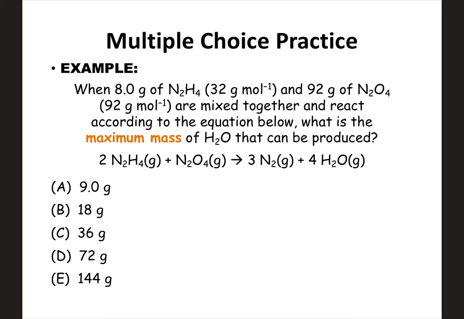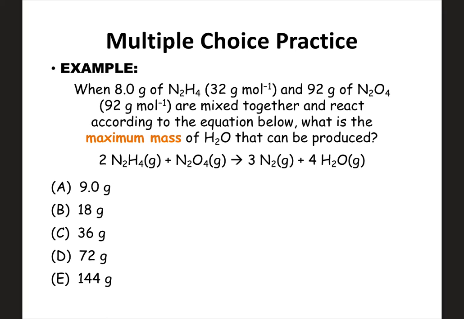So there's 92 grams of N2O4, and they gave the molar mass of that. They're mixed together and reacting according to the equation that's given. We want to know the maximum mass of H2O that can be produced. So they're giving me an amount of N2H4 and an amount of N2O4, and I want to know the amount of water that can form. Well, that's a limiting reactant problem. You have an amount of each reactant, so you're doing a limiting problem here. I'm going to show you how it would be set up. You just pick one and start.